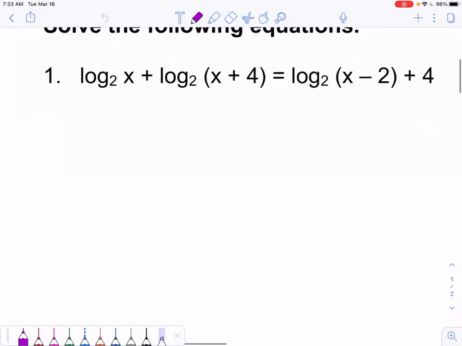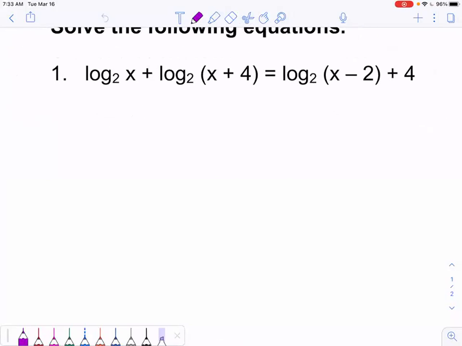So we have on the left, the log of x plus the log of the quantity x plus 4. On the right side is the log of x minus 2, and then there's another plus 4 outside. Notice the parentheses versus the plus 4 separate from it. How do you think you would start? So what could we do first? Step 1. Faith, what do you think?